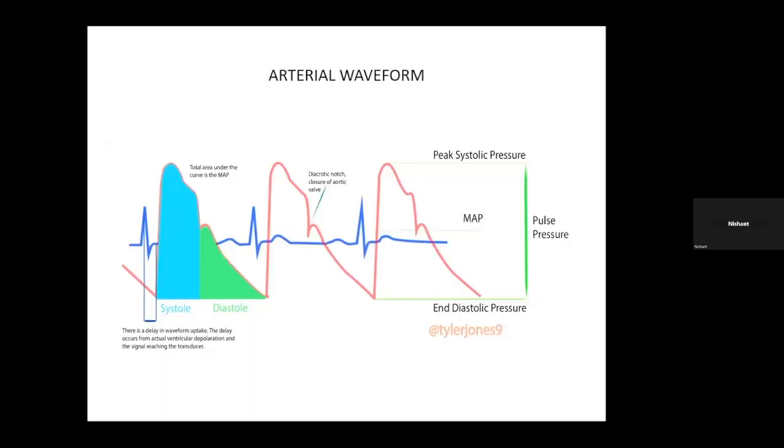So this slide indicates the arterial waveform in comparison to the ECG. Here we can find a slight delay in the waveform uptake when compared to the peak of the R wave. This delay usually occurs from the actual ventricular depolarization, blood ejection from the LV to the aorta, and the signal reaching the transducer.